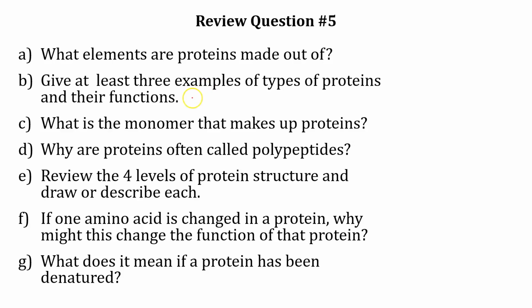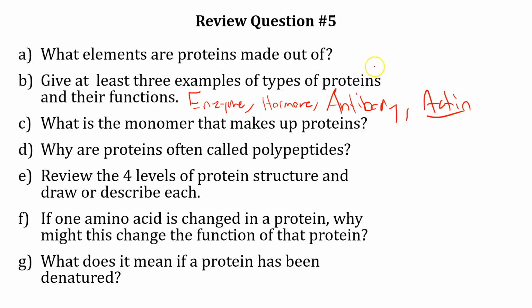All right, 3 examples of types of proteins and their functions. We could have something like an enzyme. An enzyme is going to either speed up or slow down a chemical reaction. You could have something like a hormone, which is a chemical signaling molecule. Examples of these would be maltase, like we said earlier, or even lactase. That would be the enzyme which breaks down lactose. For the hormone, an example would be insulin, like we mentioned. And then another type of protein could be something like an antibody, which is used for defense, or something like actin, which forms the cytoskeleton of the cell. Okay, so some examples there.